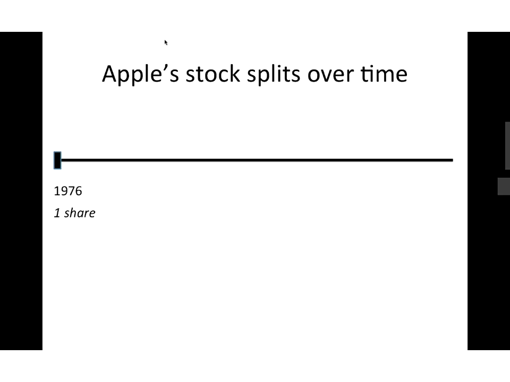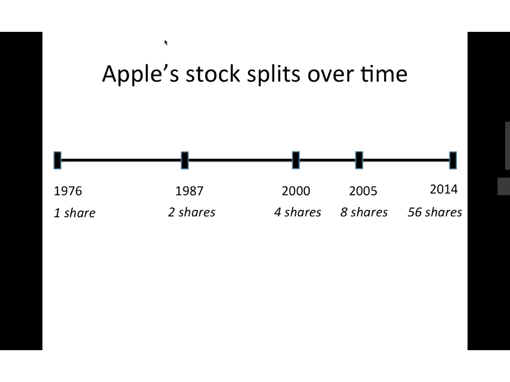In fact, in 1976, let's say you had 1 share of Apple stock. Then you came along in 1987, 11 years later, and they did a 2-for-1 stock split. So now you have 2 shares. Your 1 share became 2. In 2000, they did another 2-for-1 stock split, so your 2 shares became 4 shares. And then in 2005, they did another 2-for-1, and your original 1 share is now 8 shares. And then in 2014, they did a 7-for-1 split, which is almost unheard of. And so now your 1 original share of Apple stock has turned into 56 shares.